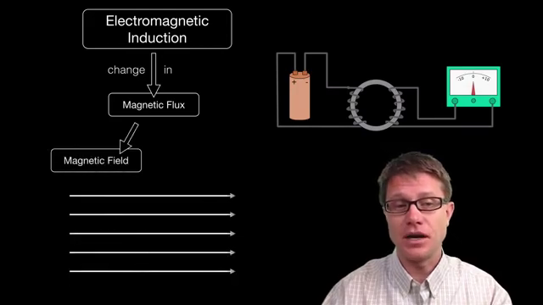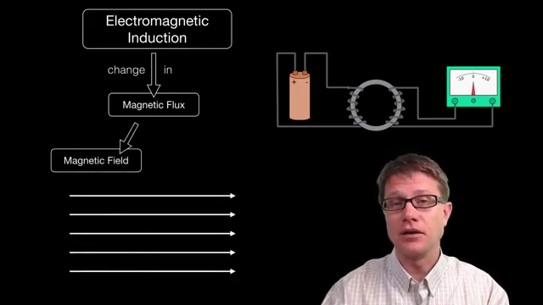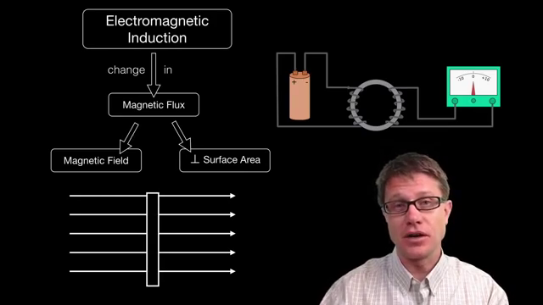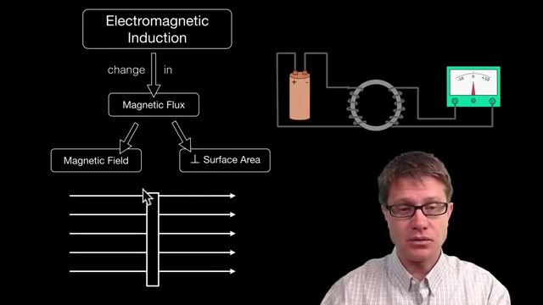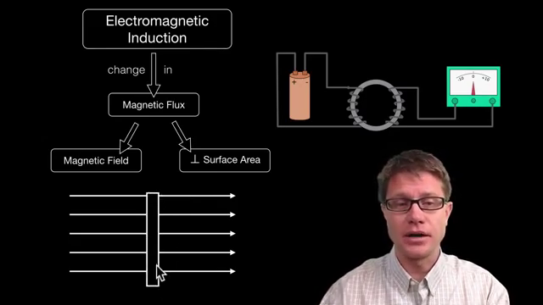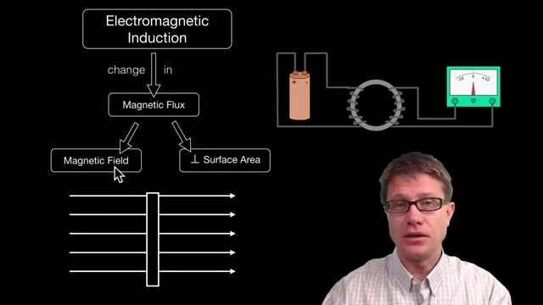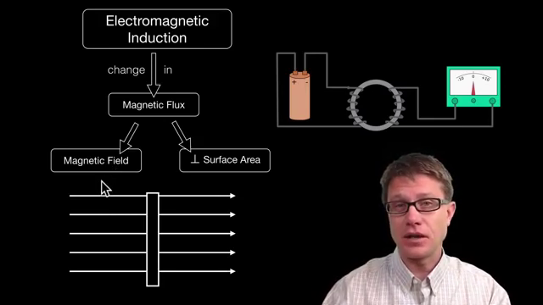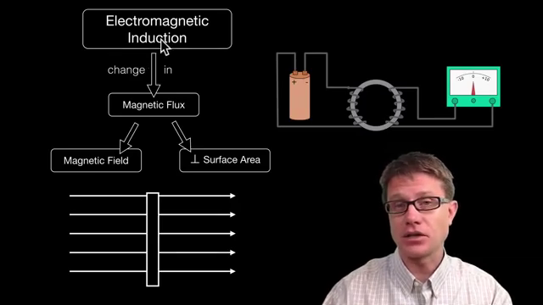And so magnetic flux is going to be the product of the strength of the magnetic field, how large that magnetic field is, and then we're going to multiply that times the surface area perpendicular to that magnetic field. And so imagine that this right down here is a wire loop, and so we've got a little bit of a wire, and then we've got a magnetic field. And so if we ever have change in that magnetic flux, then we're going to have electromagnetic induction occurring.